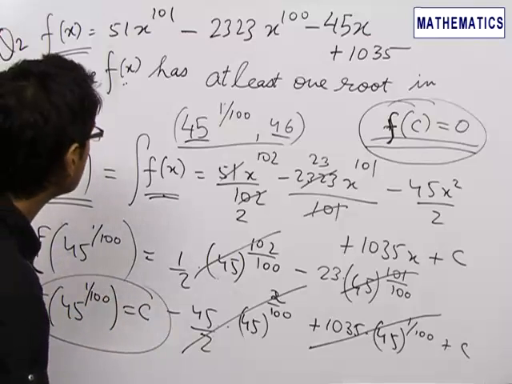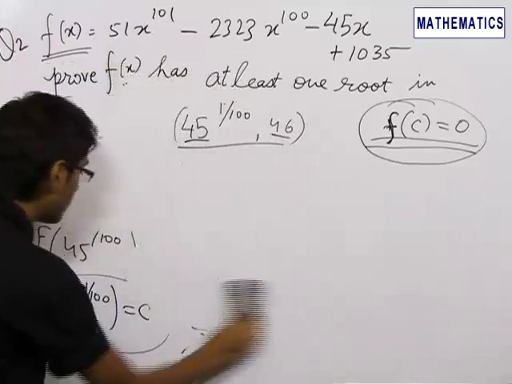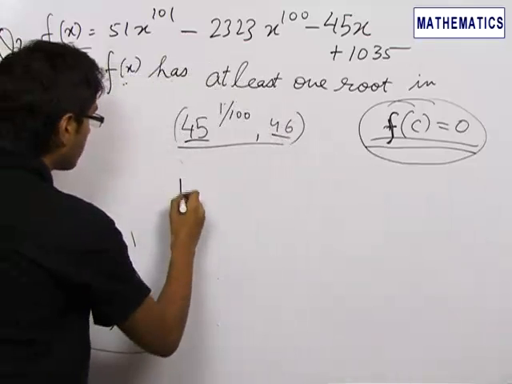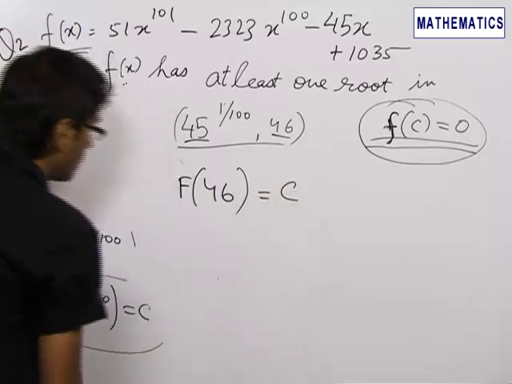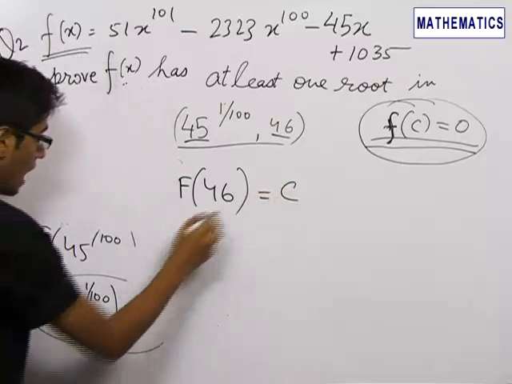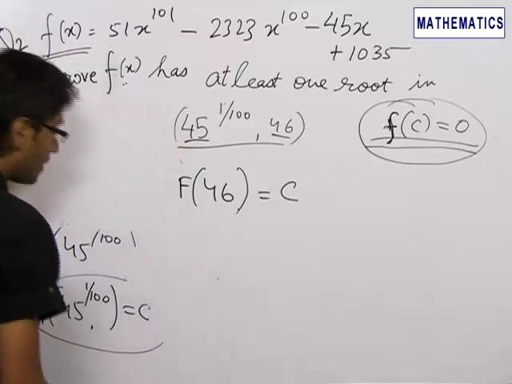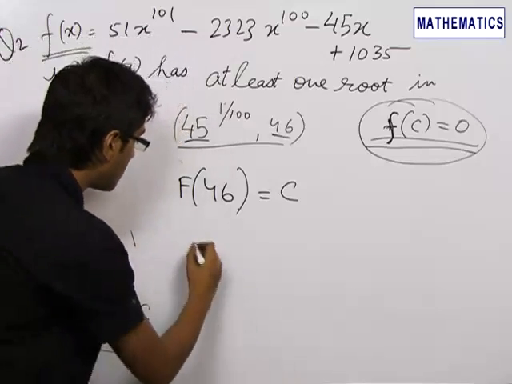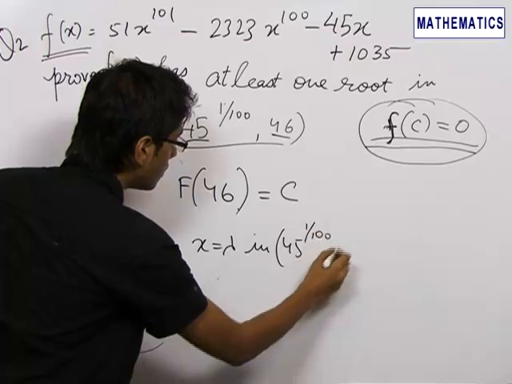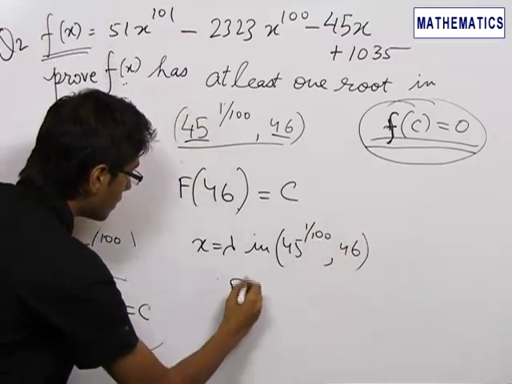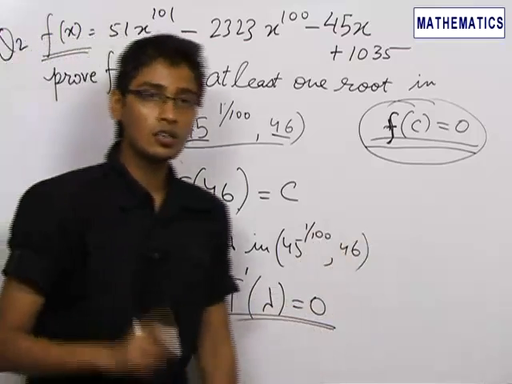Similarly, we try to find out the value of the function capital F(x) at x equals 46. On solving, F(46) comes out to be equal to c. Now F(a) is equal to F(b). Capital F(x) is a continuous and a differentiable function. So by Rolle's concept, there exists at least one x equal to lambda in the given range of 45^(1/100) to 46, such that F'(lambda) is equal to 0. This we wrote using Rolle's concept.